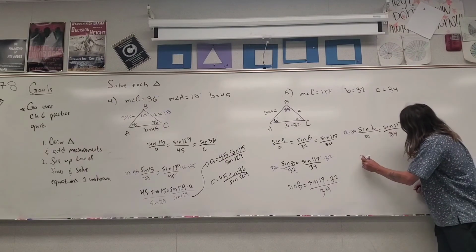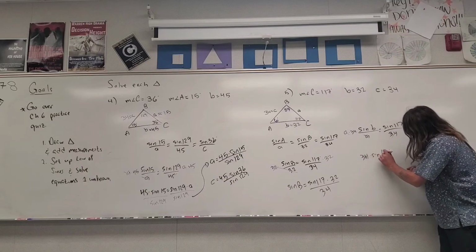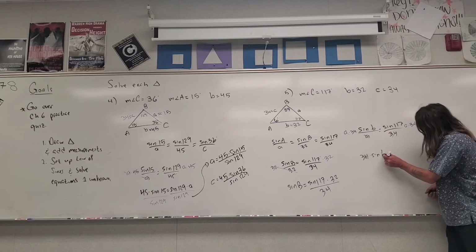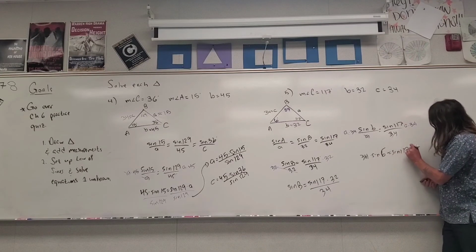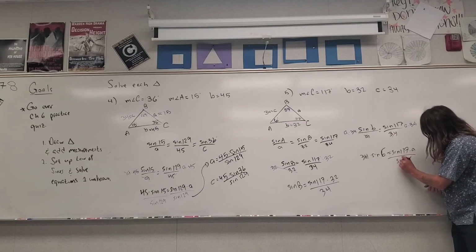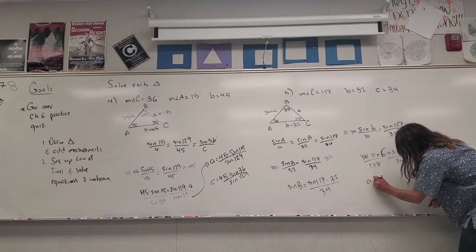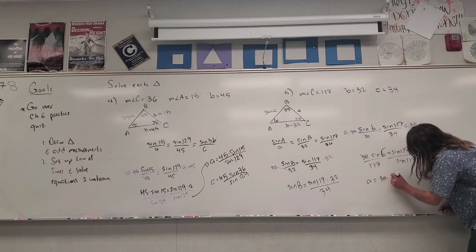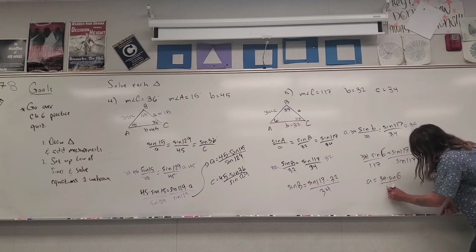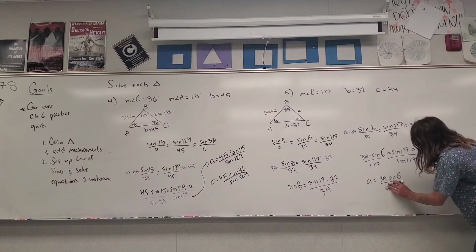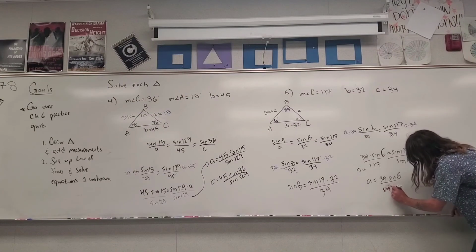I'm now left with 34 times the sine of 63. I gotta make my 6's look more like 6's. There we go. And that equals the sine of 117 times A. Divide out the sine of 117. And that means that A is equal to 34 times the sine of 63 degrees divided by the sine of 117 degrees.